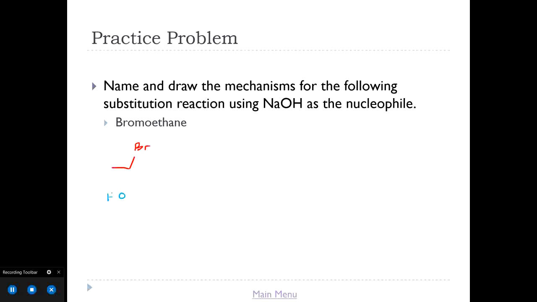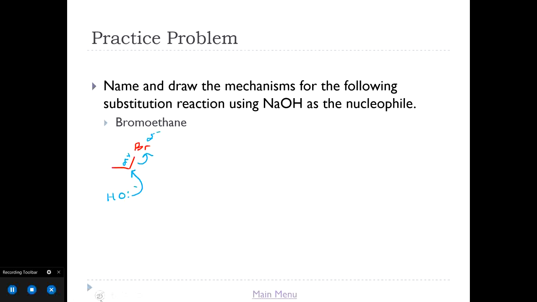We have our OH, which has its lone pair of electrons and its negative charge. It's going to be attracted. Again, this carbon here is partially positive charged, and the bromine is partially negative charged. These electrons are going to attack the center. The bromine is going to leave.